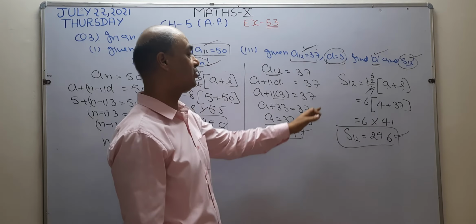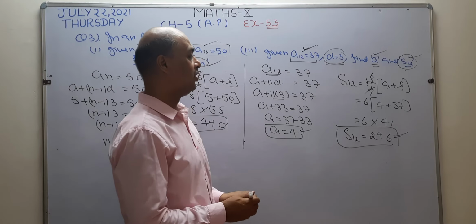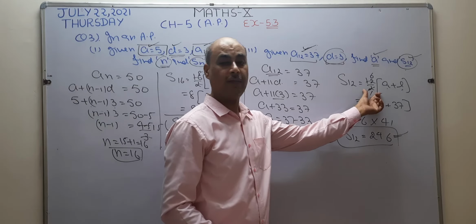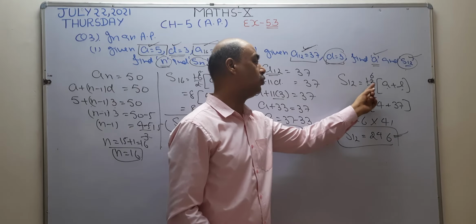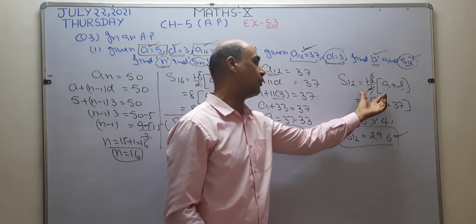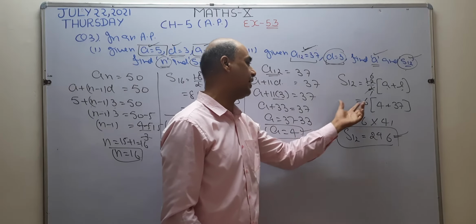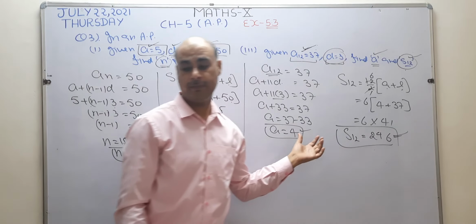These are very simple. You have to use only the formula, the Sn formula, n by 2 (a + l). Using the simple formula, you have to substitute the values of a and l only. Okay.